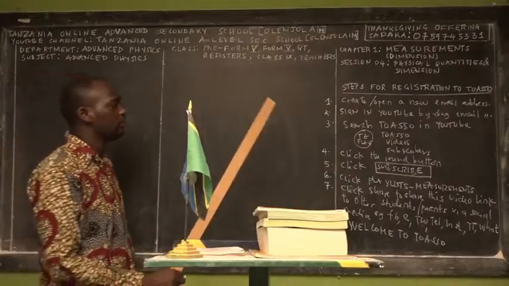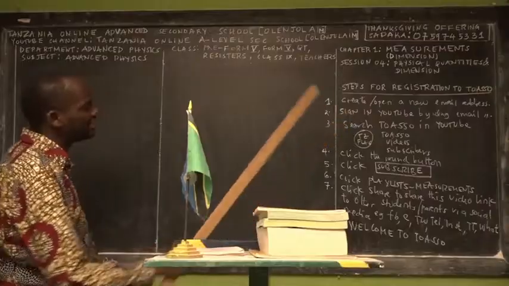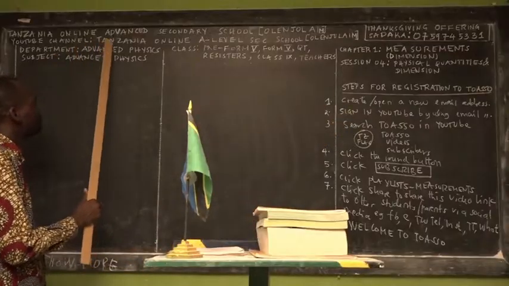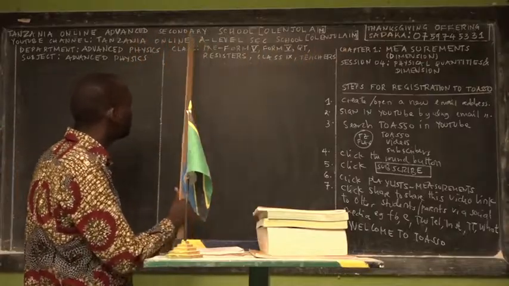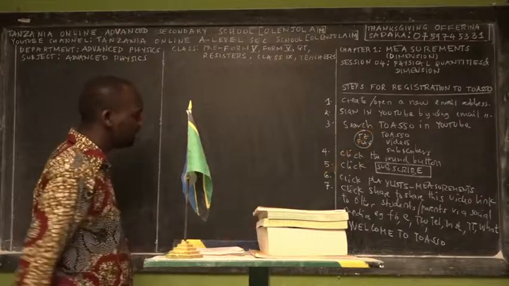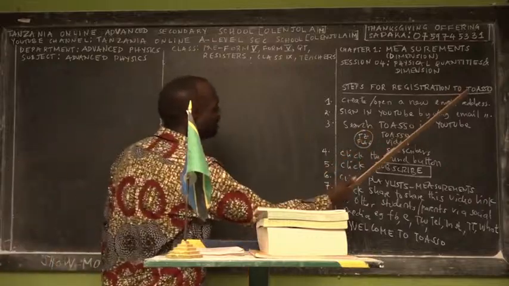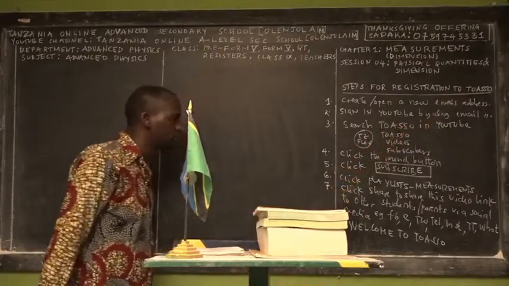And then the third step, we ask you to search TOASO. TOASO is not existing in YouTube. What does exist in YouTube is the channel name that's called the Tanzania Online A-Level Circuit School in square bracket OLENJOLAIM. So just copy and paste it in your search of TOASO. TOASO is the abbreviation of Tanzania Online Advanced Secondary School in square bracket OLENJOLAI.